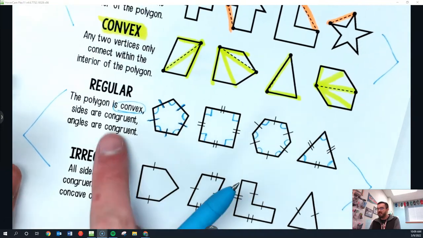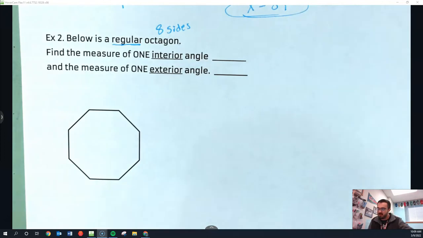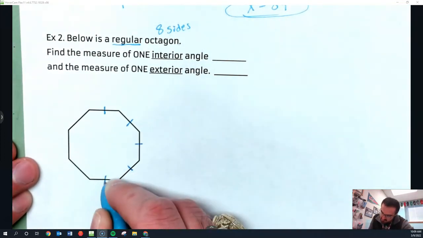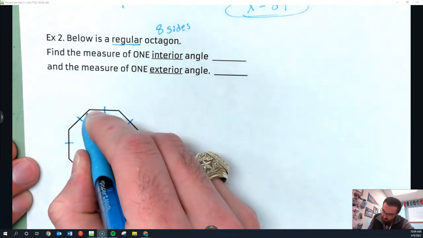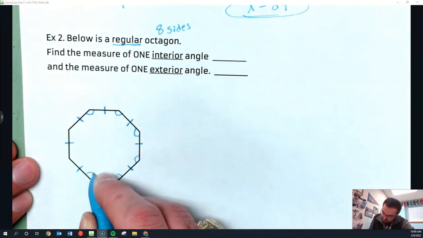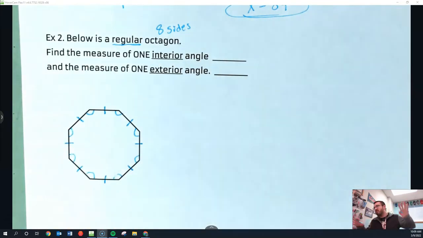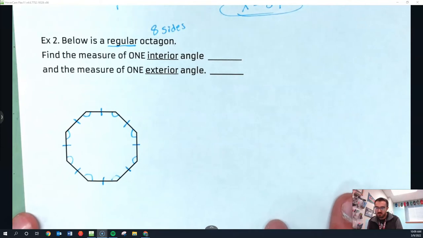Well, regular shapes are convex. All the sides are congruent, all the angles are congruent. So let's label that on our picture. This side, this side, this side, this side. All of these sides are the same measure, yes? We also know that all the angles are the same measure. So if we know that all of the angles are the same measure, that helps us quite a bit, right?